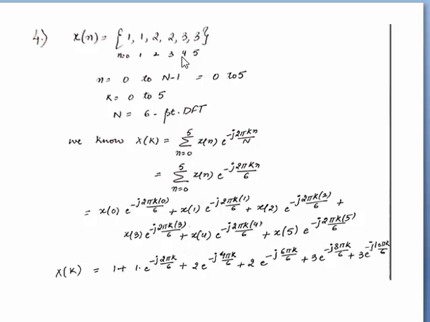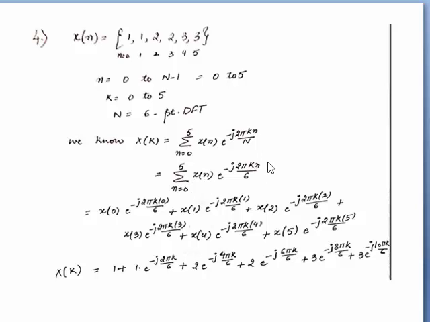According to the formula of DFT, it becomes X of k is equal to summation n from 0 to 5, because in this question the range of n is 0 to 5, x of n e raised to power minus j 2 pi k n over N. Now here capital N is 6, the total number of samples, so it becomes summation n from 0 to 5 x of n e raised to power minus j 2 pi k n over 6.